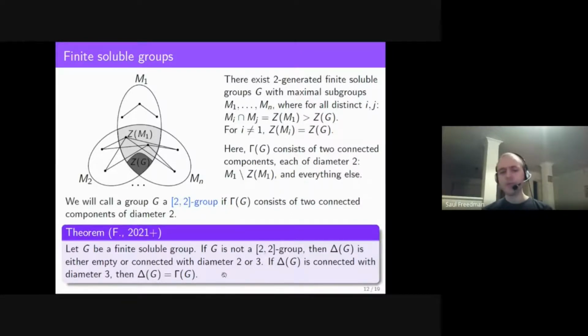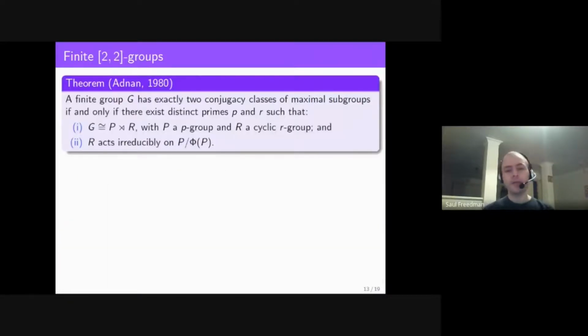So when we have an infinite soluble group, maybe we could have diameter 4, but maybe not. Okay, so I think that these 2-2 groups are interesting. And indeed, to answer the question that was asked, let's take a look and learn a bit more about these 2-2 groups in the finite case. So first we need this theorem of Adnan.